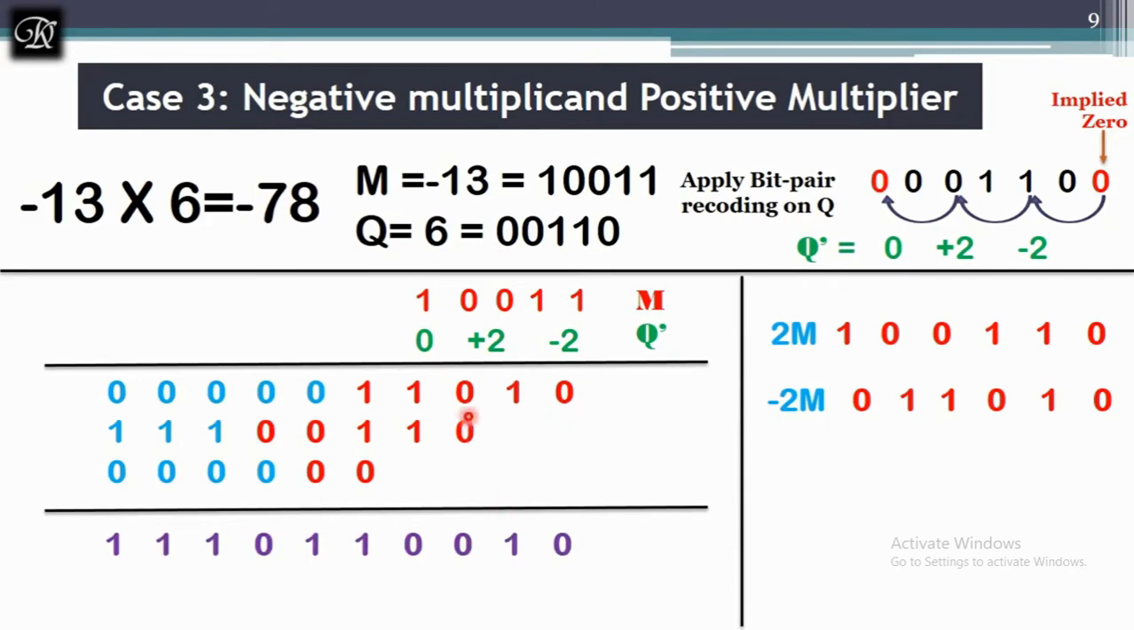0, 1, 0, it is 0 and carry is 1, and it is 3, 1 here and carry is 1. I have written 1 here. 0, 1, 1, 1. So this is negative 78 again, with the case of negative multiplicand and positive multiplier.